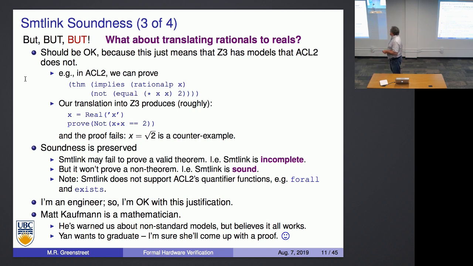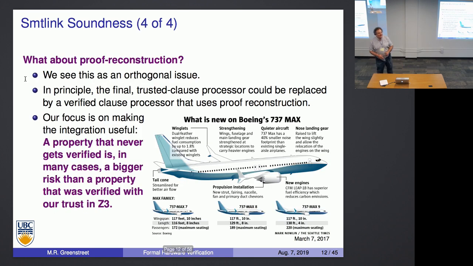And we're working with Matt Kaufmann, the main code developer for ACL2. He's a mathematician, and he says that's not quite cool. You know, you can have non-standard values, and you can get from rationals to reals with the real field extension theorem. But now you need a submodel, and I don't know. All right, okay. So, Yen wants to graduate. I'm sure she'll have a proof. There we go. Good, that satisfies Matt.